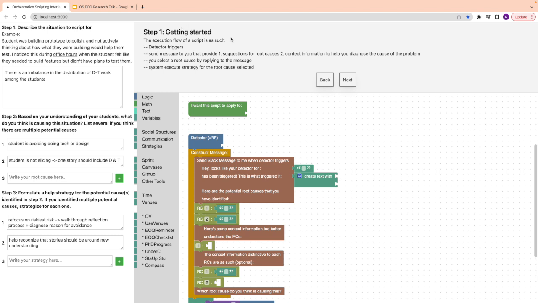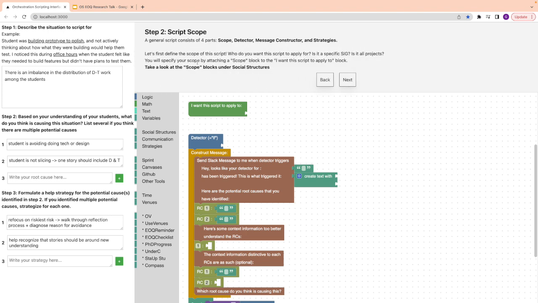After they're done with the scaffolding guide, they will move on to the step guide, which first explains our current execution flow in our system. So when the detector for an imbalance in the distribution of design and tech work triggers, the system will send a message to the mentor that provides suggestions for root causes and context information to help the mentor diagnose the cause of the problem. Then the mentor, based on the information in this message, and their understanding, of course, would select a root cause by replying to that message. And then the system would execute the strategy for the root cause selected.